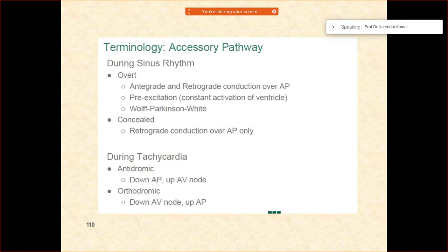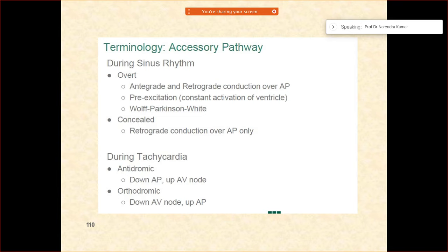There are various scientific terminologies used for accessory pathways. During sinus rhythm, a pathway can be overt. Overt means there will be anterograde and retrograde conduction over the accessory pathway, which is why you can see pre-excitation. A patient may have WPW syndrome, in which a delta wave can be seen and the patient is also symptomatic. Similarly, you may come across patients with concealed pathways.